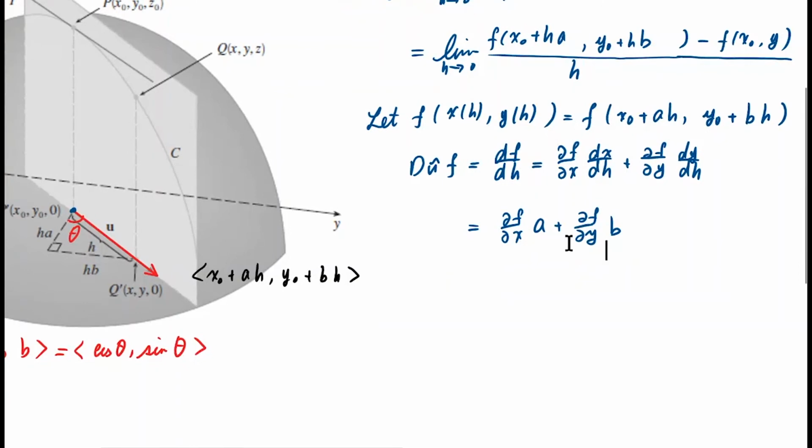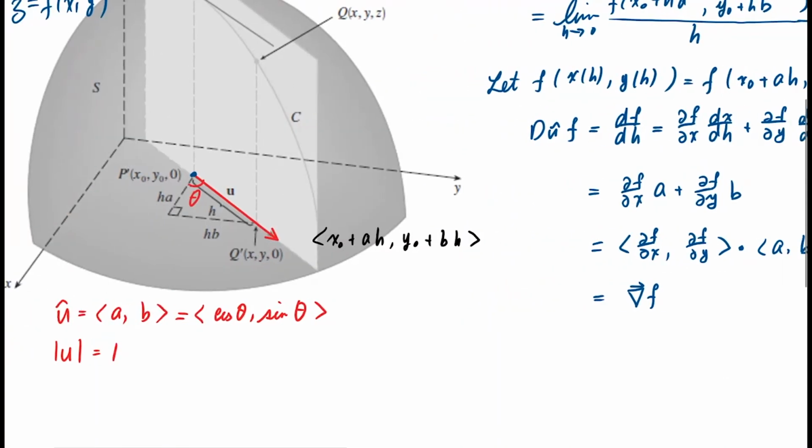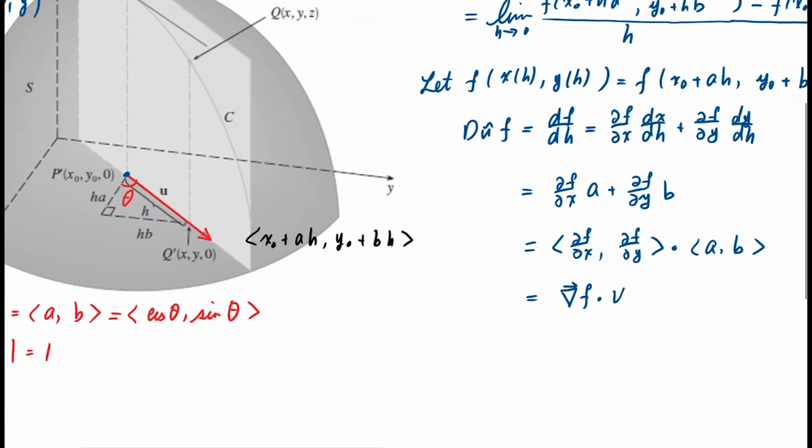Okay, and then if you think about it, this thing looks like a dot product now, doesn't it? Partial f, partial x, partial f, partial y, dotted with a and b, right? And this is what they call the gradient. Del f, meaning partial derivative with respect to x and partial derivative with respect to y, and a and b, lo and behold, that's our u, isn't it? So this is our final product.